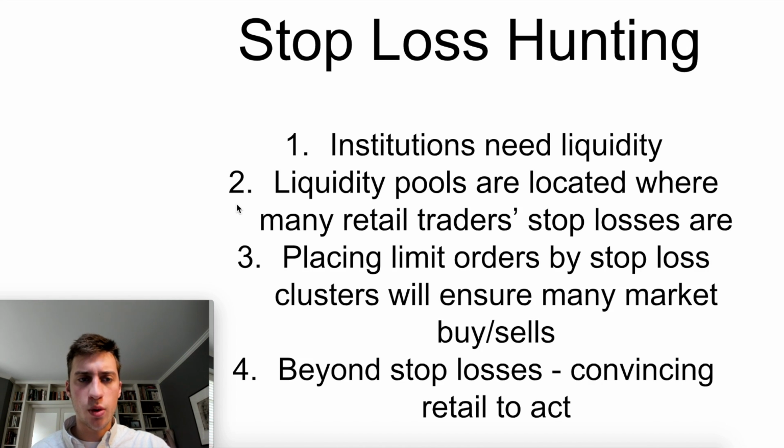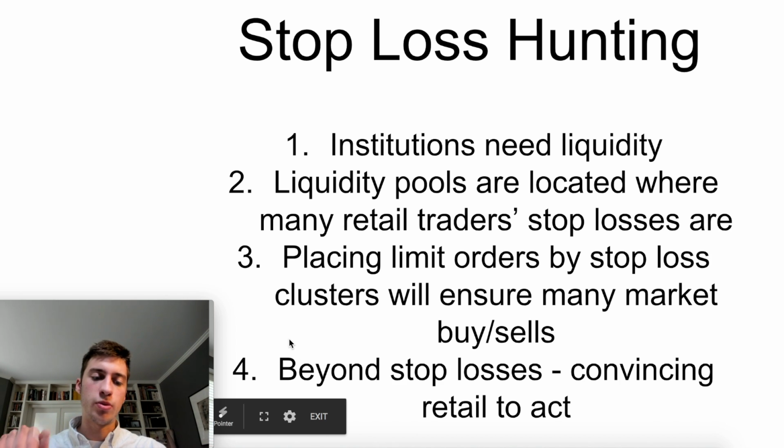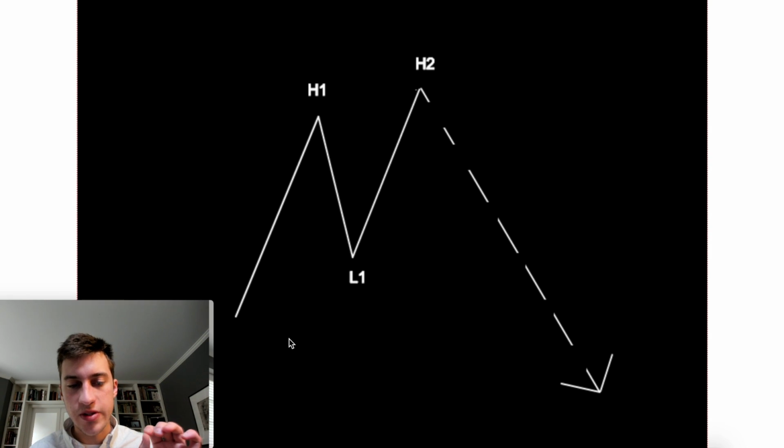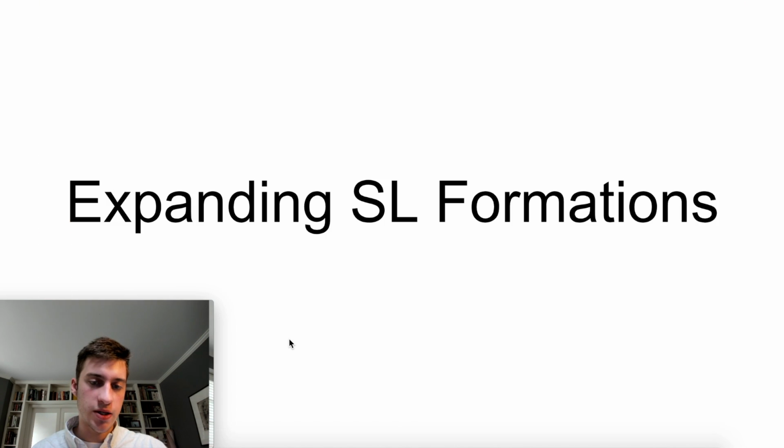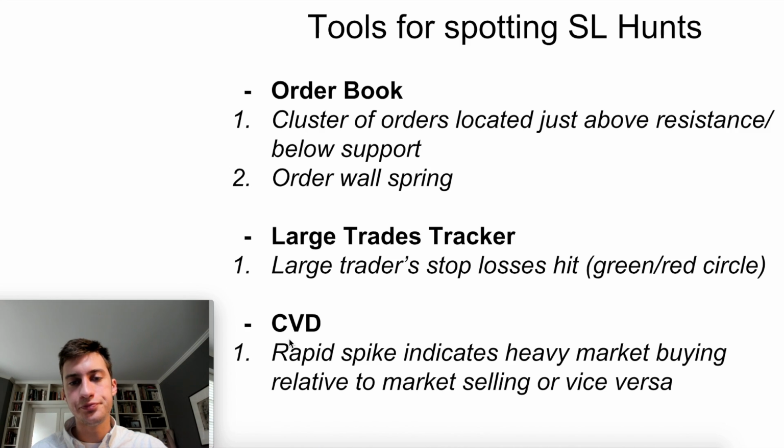So a quick recap on what we've talked about in parts 1, 2, and 3. In part 1, we talked about the theory of institutions needing high liquidity to fill their orders, and convincing retail traders either to hit their stop losses or convincing them that the market will move one way to end up moving the other. And we talked about the specific formations that might occur with 3-point reversals, 4-point continuations, contractions, and expansions, as you can see here.